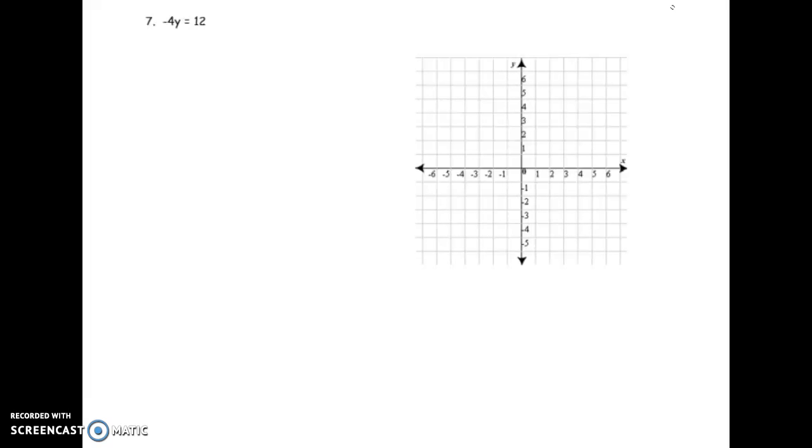Guys, welcome back. We're going to try a couple of different cases here. If you notice the function negative 4y equals 12, we're going to find the x-intercept and the y-intercept, and we're going to do it the same way. Only when I do the x-intercept and I let my y be 0, you're going to see that I end up with 0 is equal to 12 because I plug in for y equals 0. So that means I actually do not have an x-intercept. So there is no x-intercept.